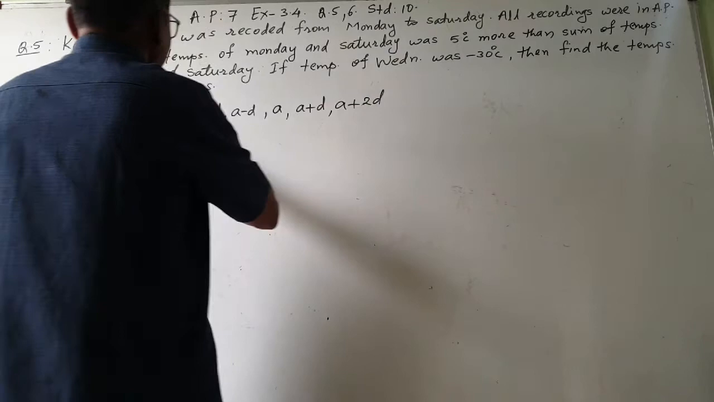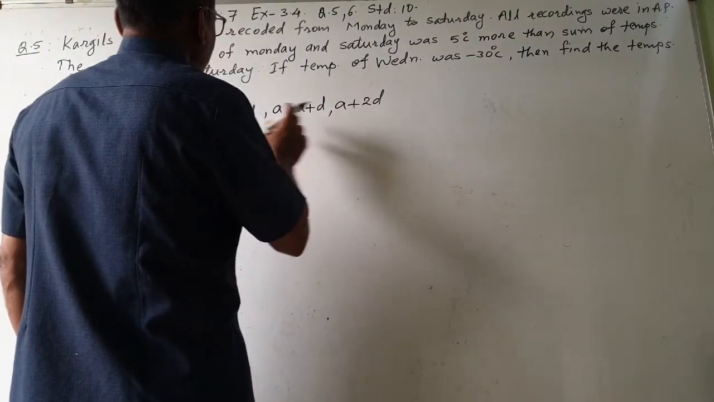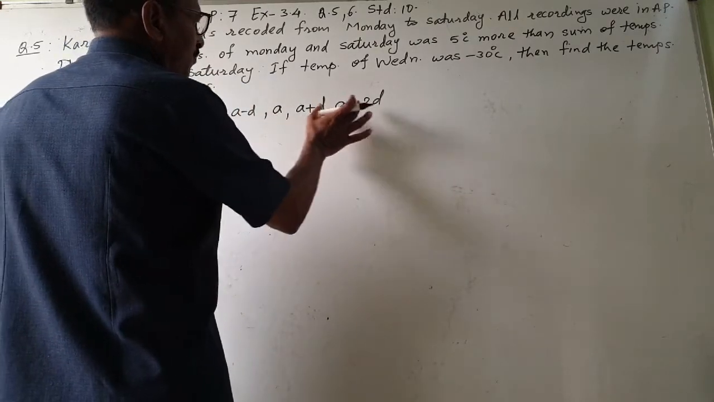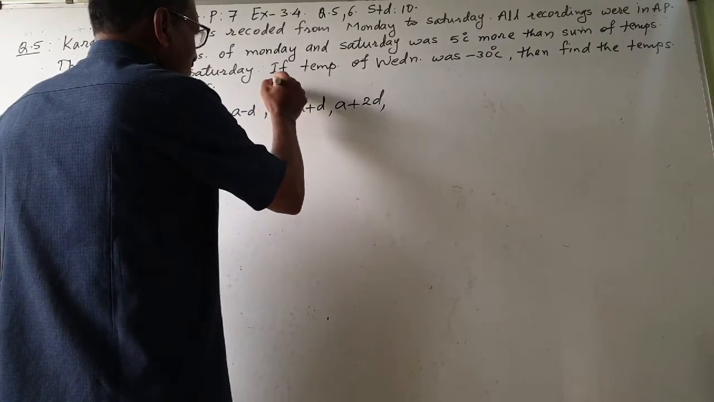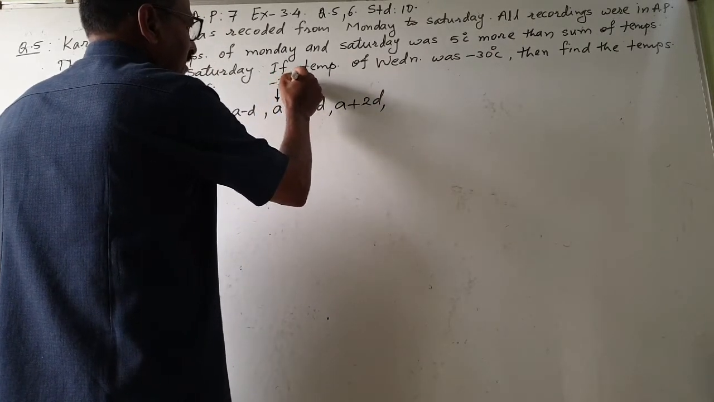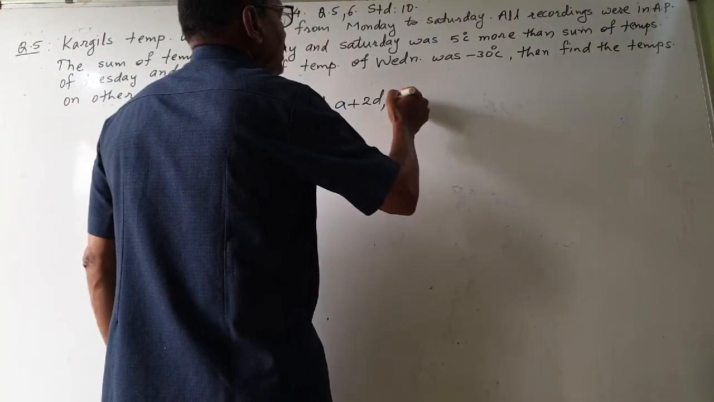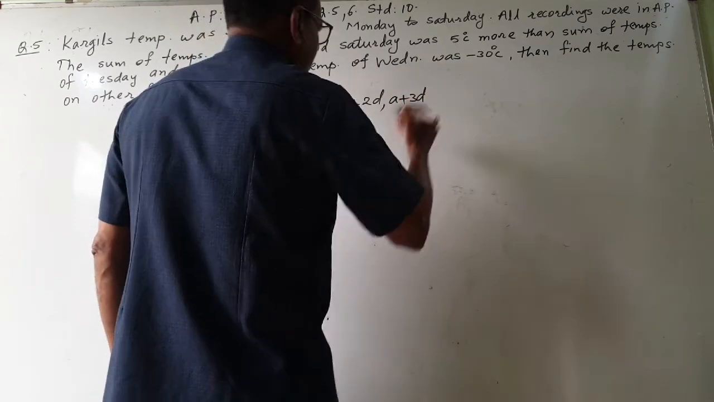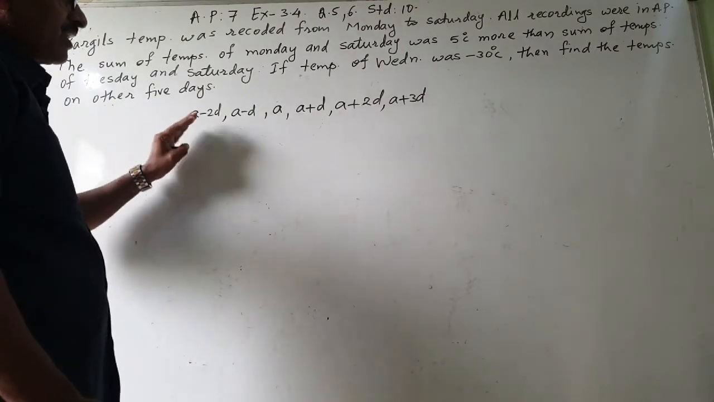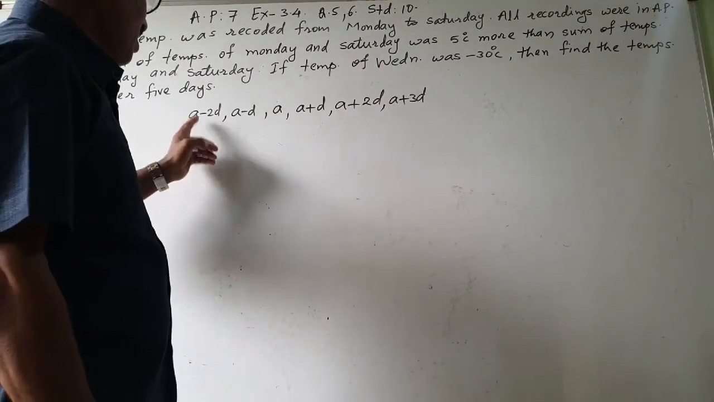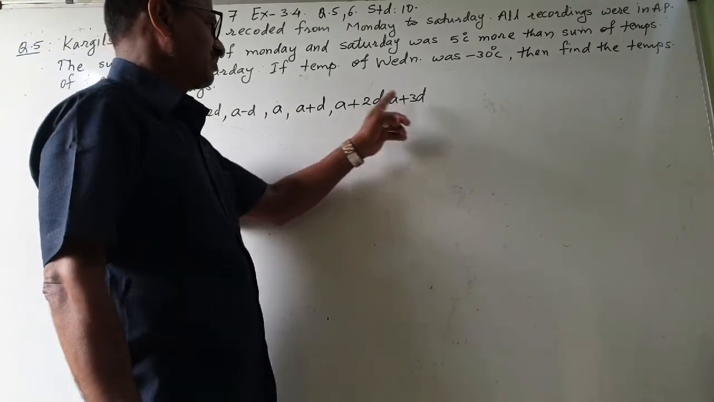Then how many days are there? 1, 2, 3, 4, 5. So 2, 4, 5, one another day is remaining. Out of that, we know this is minus 30 degrees Celsius. We will come to that conclusion. Then A plus 3D. If I take one here, it will be A minus 3D, but the days will become 7. These are now 6 days: 1, 2, 3, 4, 5, 6.